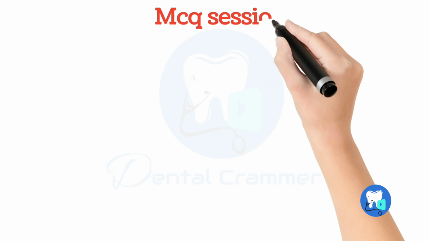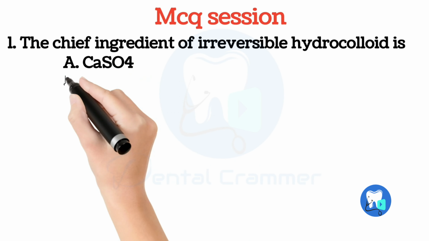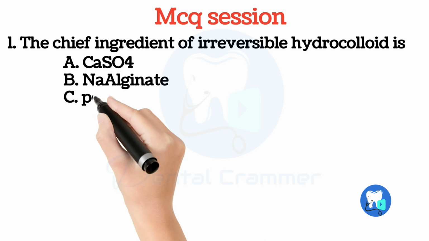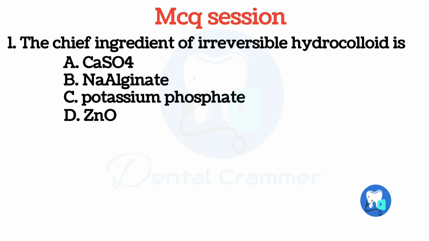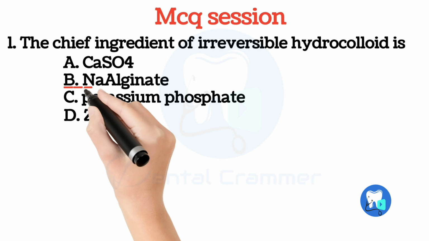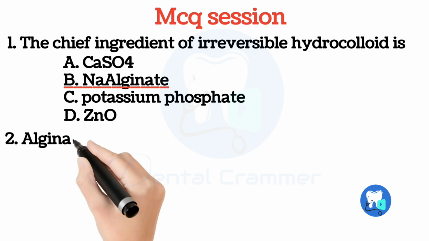Now let's discuss some MCQs related to the topic. The chief ingredient of irreversible hydrocolloid is: calcium sulfate, sodium alginate, potassium phosphate, zinc oxide. So the right answer is sodium alginate. It can also be given as potassium alginate, which is also the correct answer.